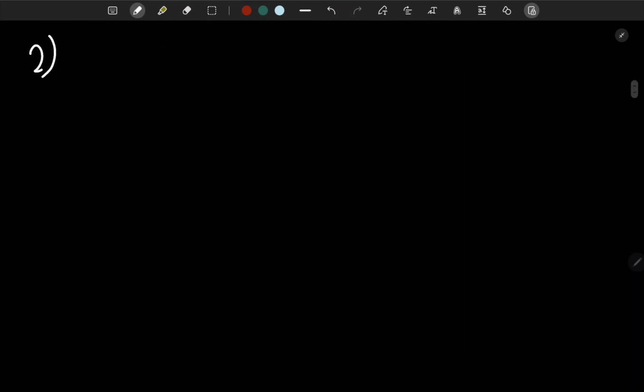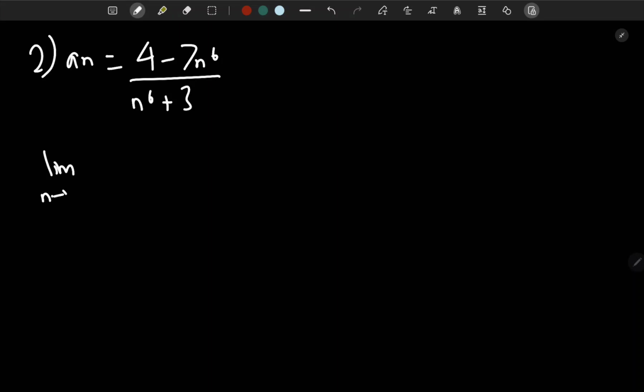So in question 2, we have the nth term a of n equal to 4 minus 7 n to the power of 6 over n to the power of 6 again plus 3. And we want to again find the limit as n is approaching infinity of this a of n. So how do we do that? Now there is a quick way.